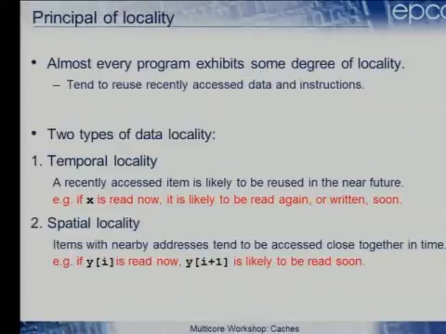So, it's very simple. Programs exhibit some degree of locality. You reuse data, but you also reuse instructions, of course. Scientific codes especially spin around in loops a lot. And the 2 types of data locality are temporal locality and spatial locality. Temporal locality is obvious. A recently accessed item is likely to be reused in the near future. If X is read now, it's likely to be read again or written soon.